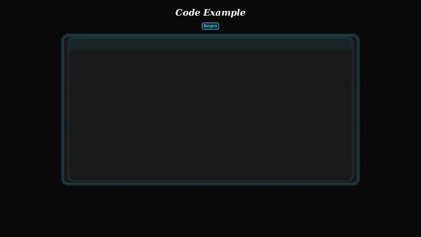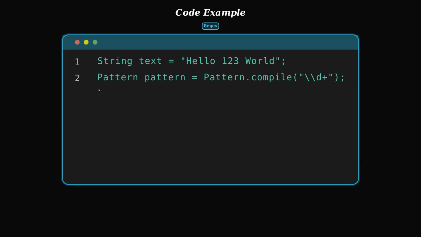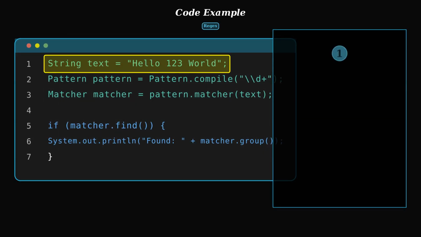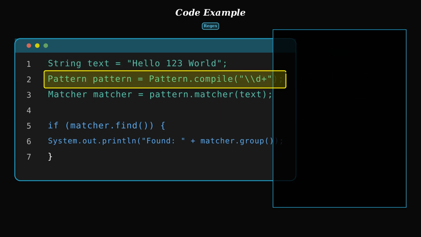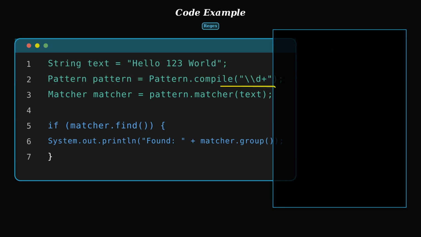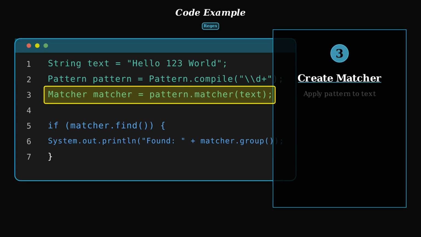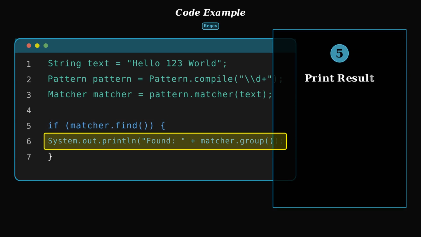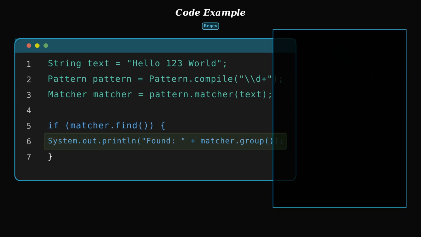Let's see how to implement Regex in code. Here is the implementation. Define input text. Create sample string. Compile pattern. Create regex for digits. Create matcher. Apply pattern to text. Find match. Search for pattern. Print result. Display found match. Now let's see the output of this code.